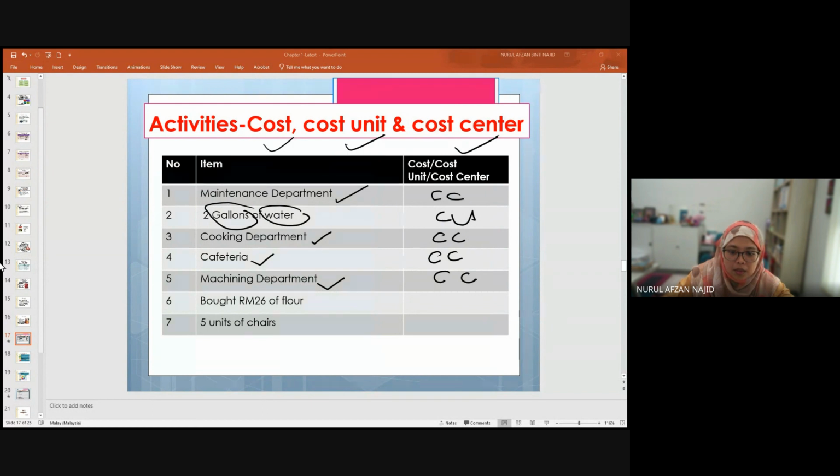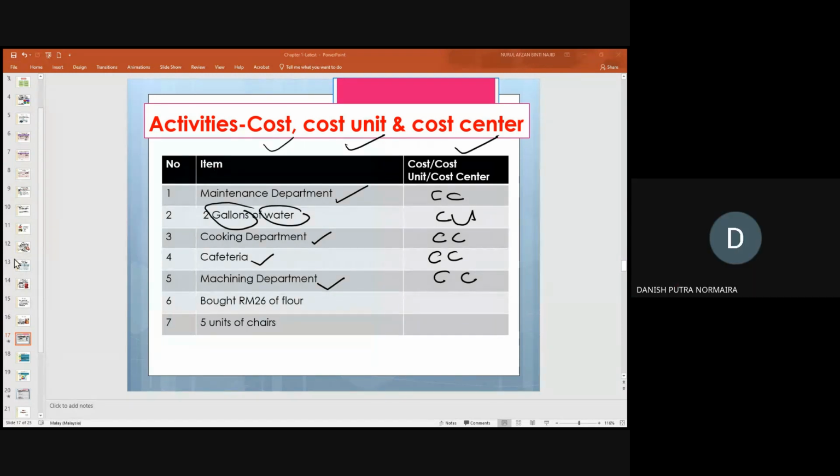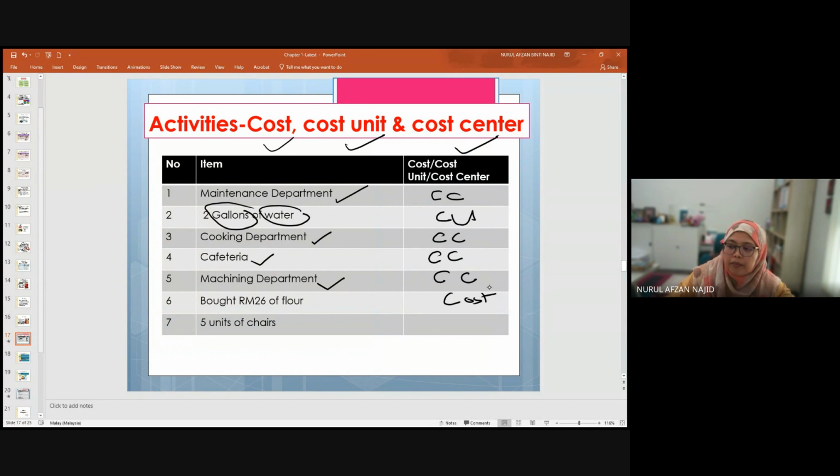Ahmad Nasri Iskandar. Danish Putra. Saya. Okay, what is your answer, Danish? Cost. Cost, good, Danish. Cost.